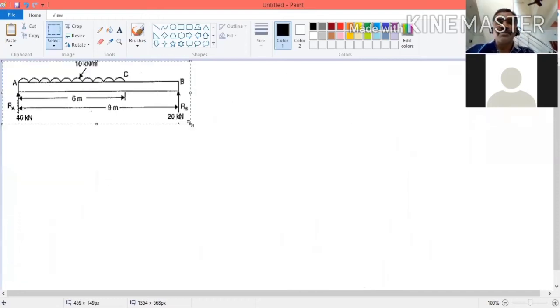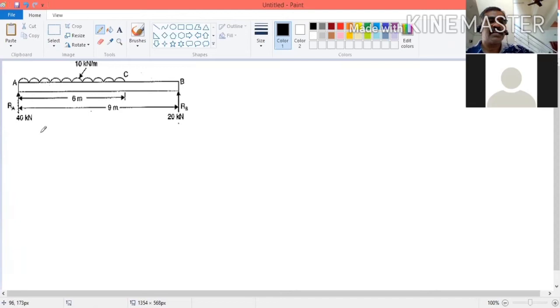The previous problem was about a point load in a simply supported beam. Here it is a uniformly distributed load, not over the entire length. It is partially a uniformly distributed load that is acting. Now, how to solve this problem? We are going to discuss. Right?